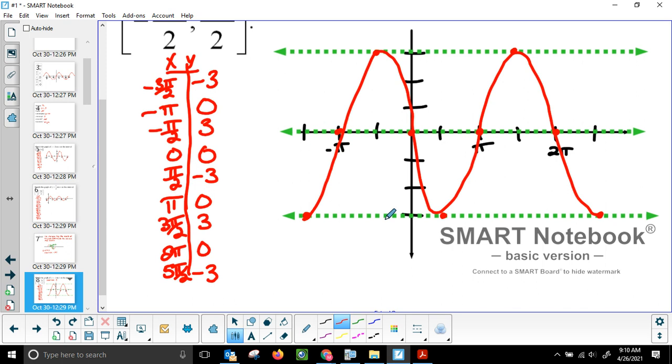All right, so the baseline and then going up and down the amplitude, I call them guidelines, because every point that I'm going to put on my graph will be on one of those lines.